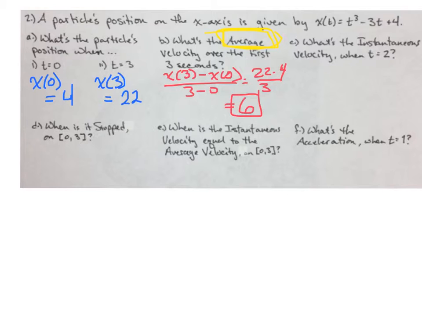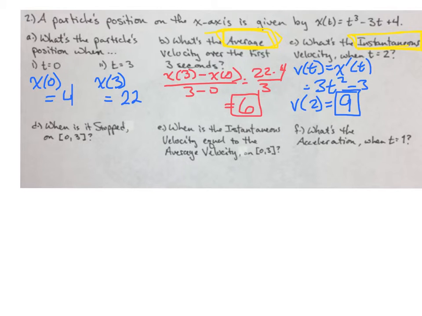It's in the next one where we want to find the instantaneous velocity. When it's instantaneous velocity, that's going to mean that we have to find the derivative. So the velocity is going to be the derivative of the position. So in this case, that'll be 3t squared minus 3. But we want to find the velocity when the time is 2. So just plug 2 in there, and you'll get 12 minus 3, which is 9.